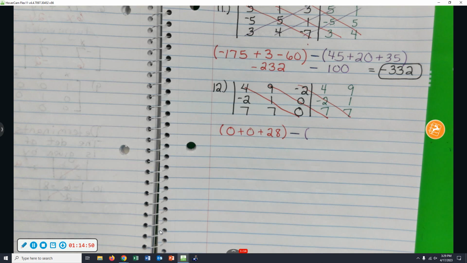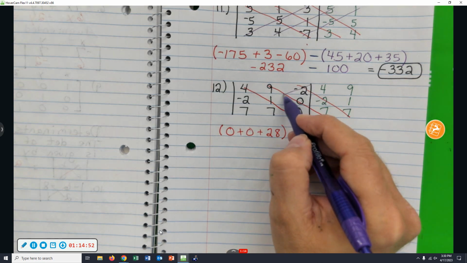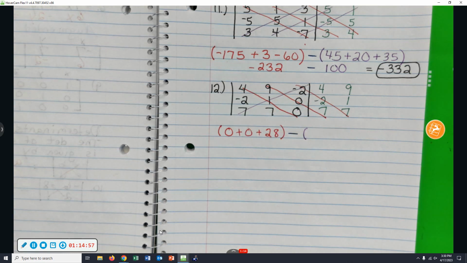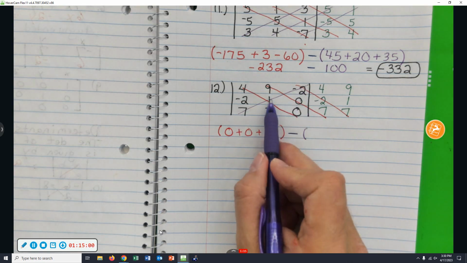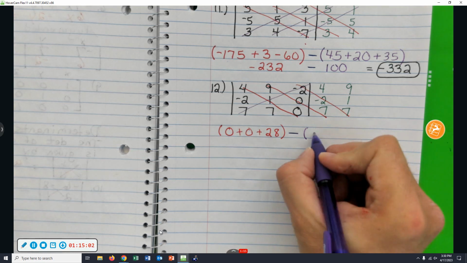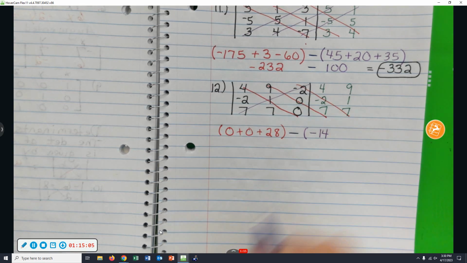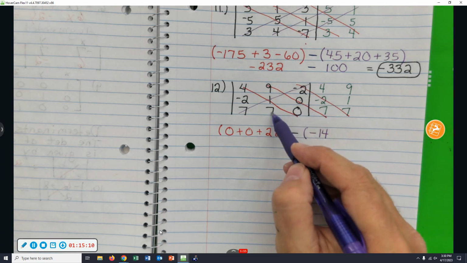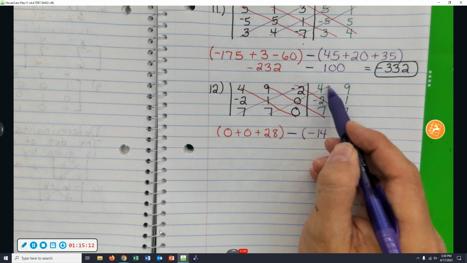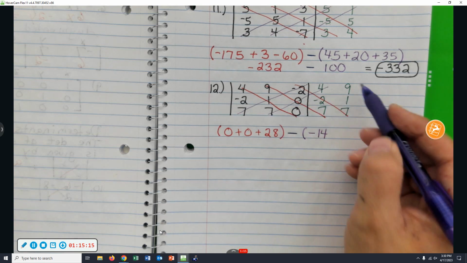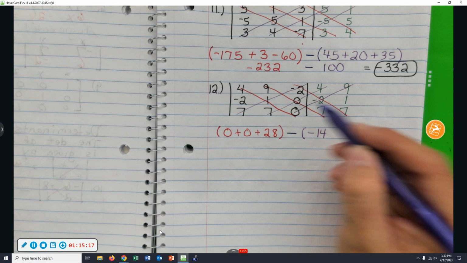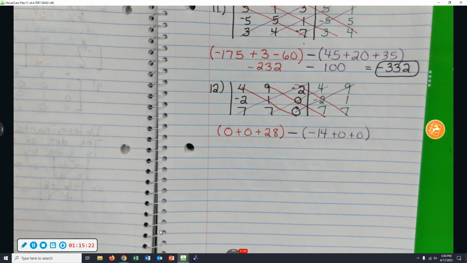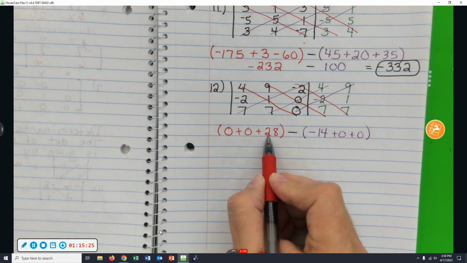Now we'll do the other three. So this first one here, is that a negative 14? Negative 2 times 1 times 7. 4 times 0 times 7. That diagonal is going to be 0. And what about this one? 0 again. I'll go ahead and put the zeros just so you don't think I forgot about it. So we have a 28.